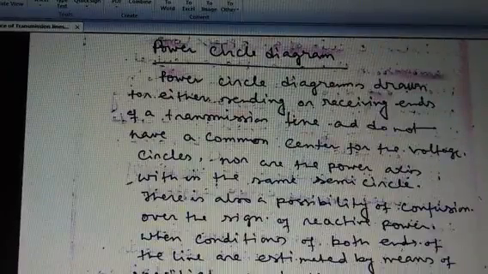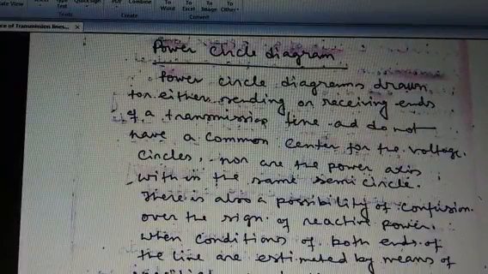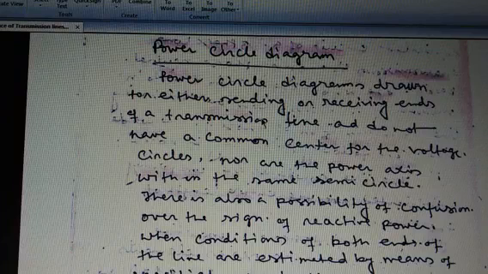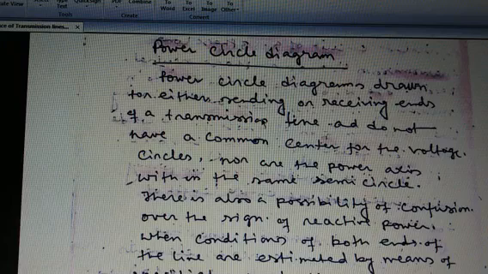And the last point is the power circle diagram. What is the power circle diagram? The power circle diagram is drawn for either the sending or receiving end of the transmission lines and does not have a common center for the voltage circle. This circle indicates the performance of transmission lines clearly. With the same semicircle we can explain the power circle diagram.